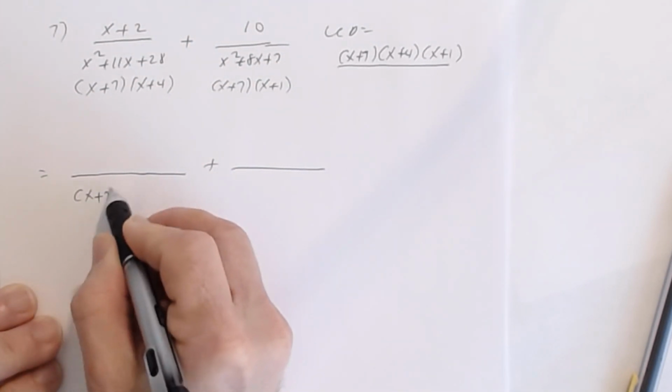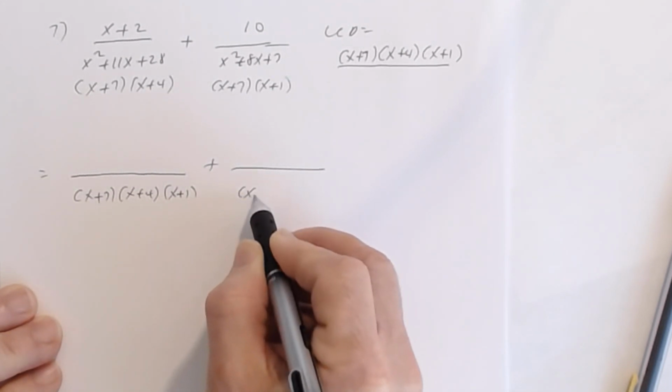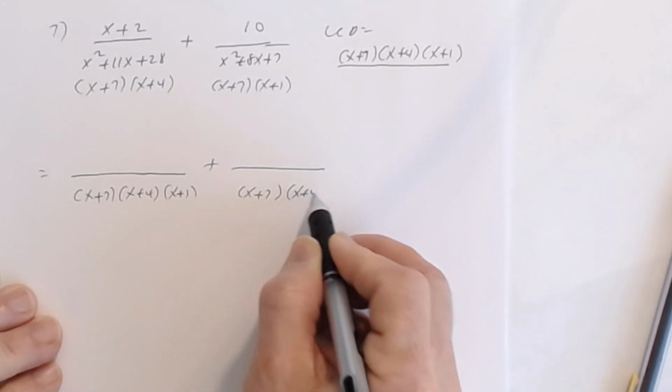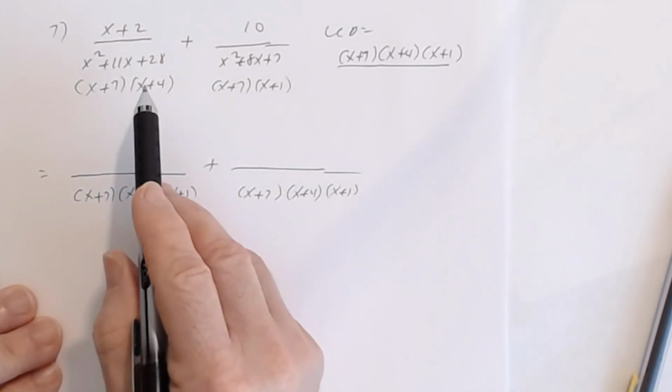So x plus 7, x plus 4, x plus 1. Okay? And so now we're going to write equivalent fractions.